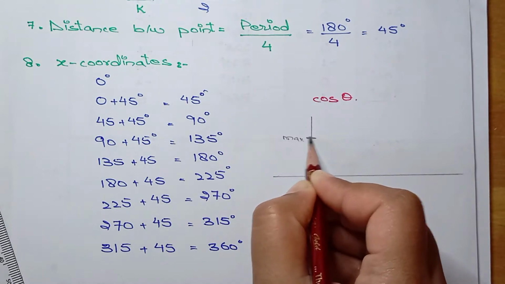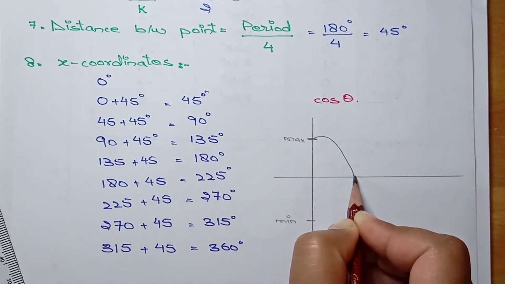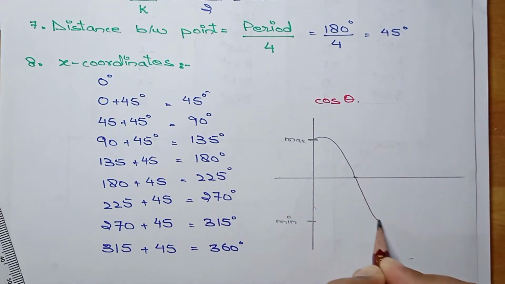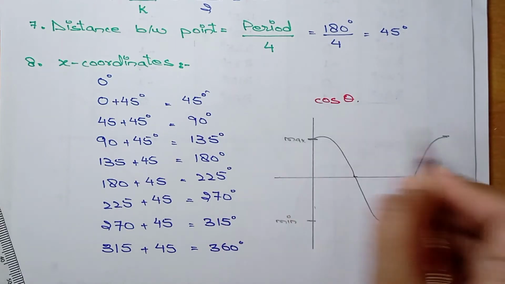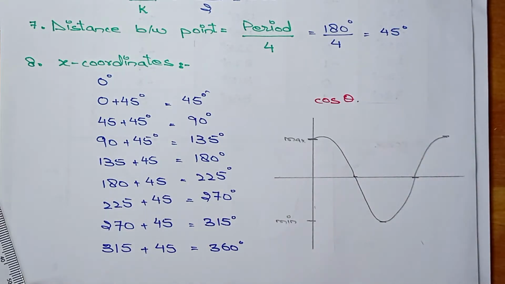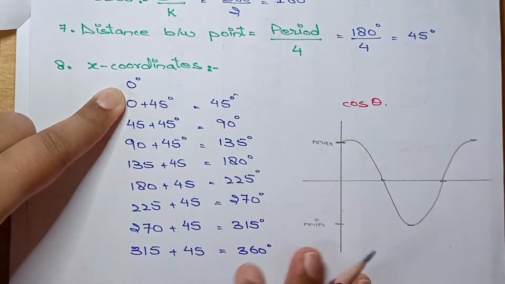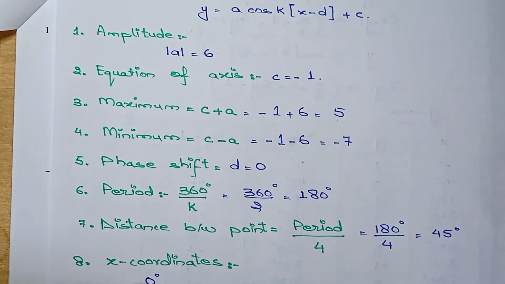So for the y coordinate, the cosine starts from the maximum, then it goes to the equation of axis, and then it goes to the minimum point, and then the equation of axis, and then its maximum. So it completes one complete cycle, right? So at 0 the cosine must be at maximum, right? So what is the maximum? Maximum is 5.